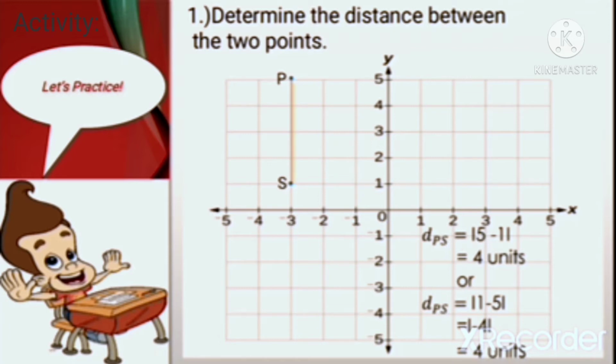or the distance from P to S is equal to the absolute value of 1 minus 5, and that is equal to the absolute value of negative 4. So the absolute value of negative 4 is 4. So the answer is positive. So that's why we come up with the same answer. What is enclosed in the absolute value is always positive, since there is no distance that is negative. When you say distance, that is non-negative, or always positive.